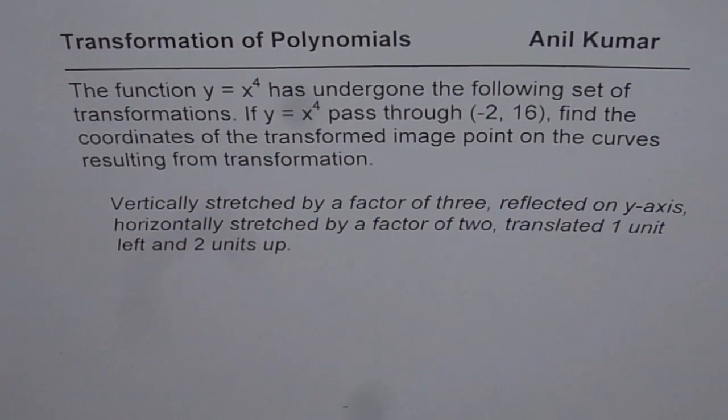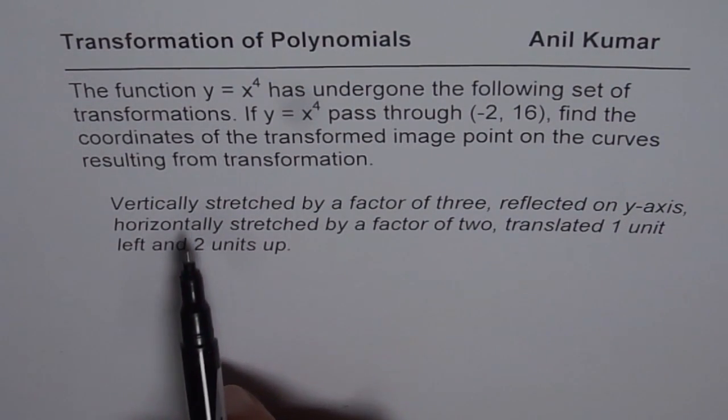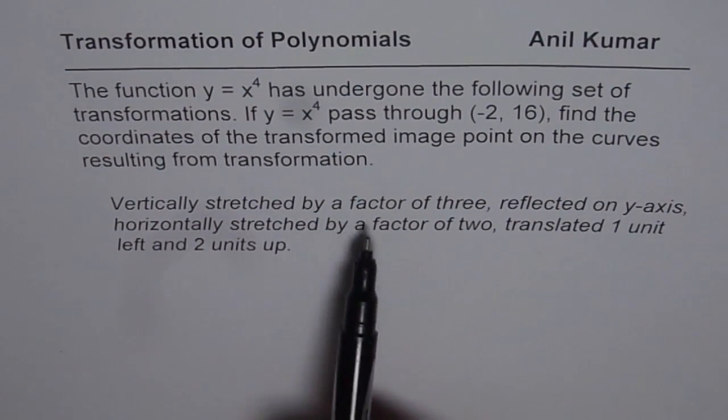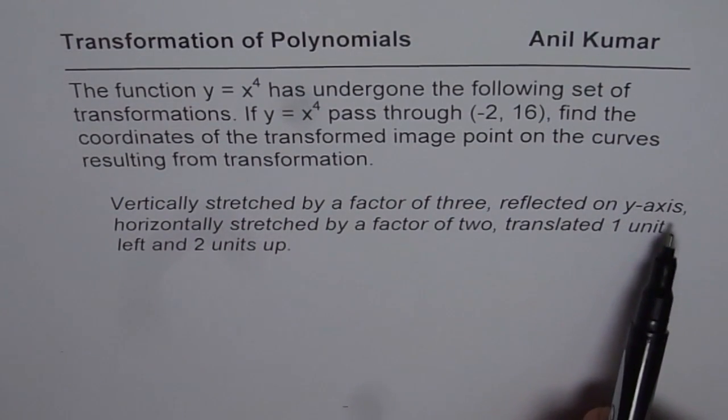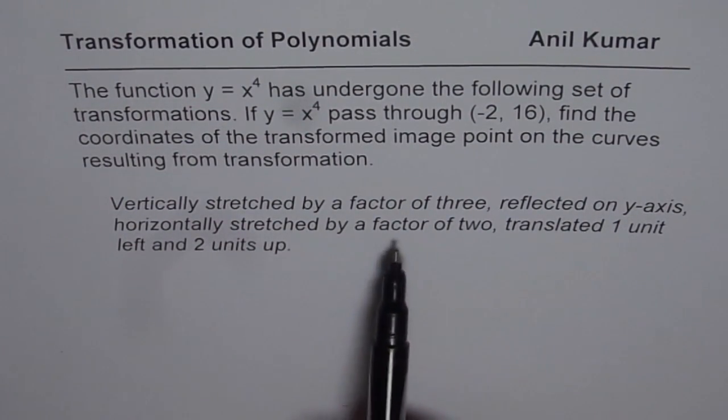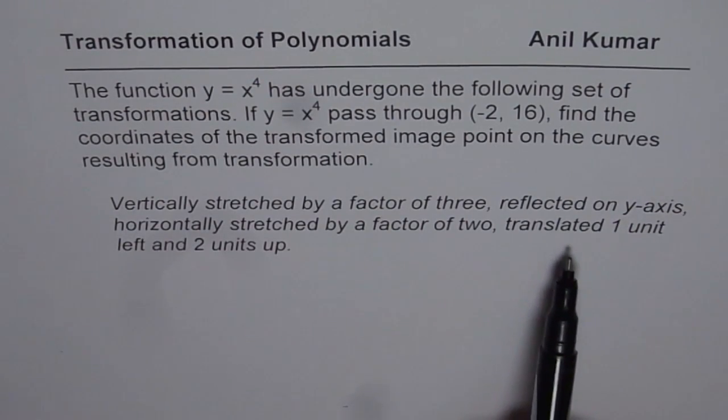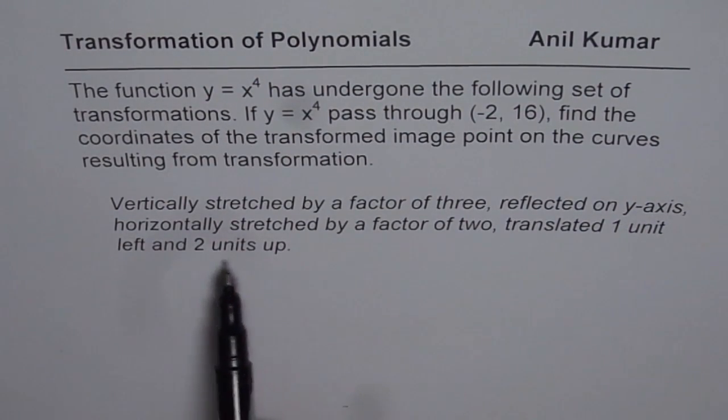The question is, the function y equals x to the power of 4 has undergone the following set of transformations. If y equals x to the power of 4 passes through (-2, 16), find the coordinates of the transformed image point on the curve resulting from transformation. The transformation is: vertically stretched by a factor of 3, reflected on the y-axis, horizontally stretched by a factor of 2, translated 1 unit left and 2 units up.